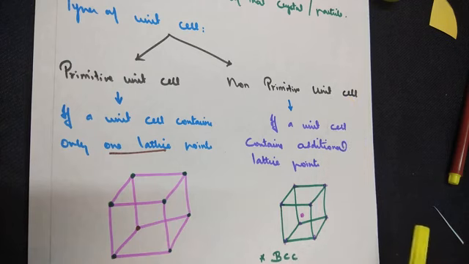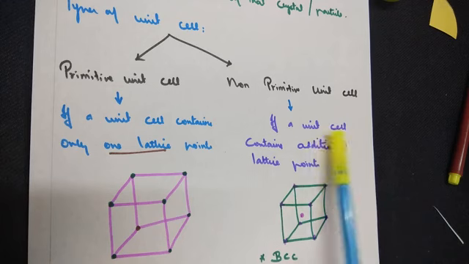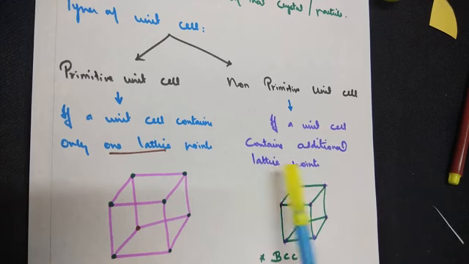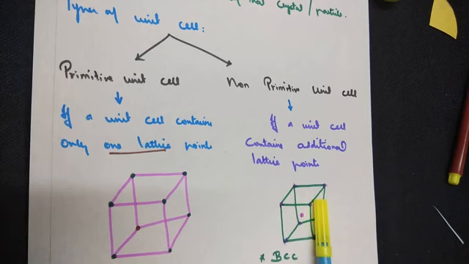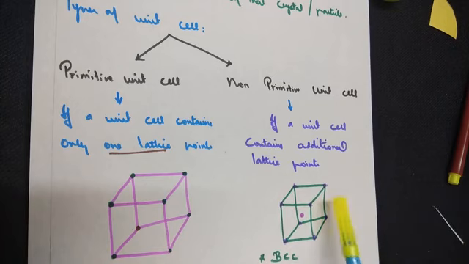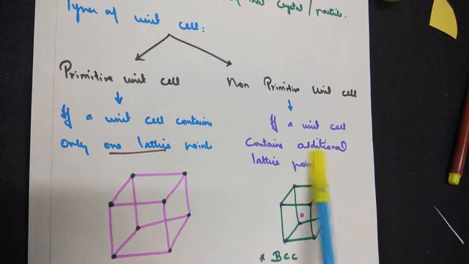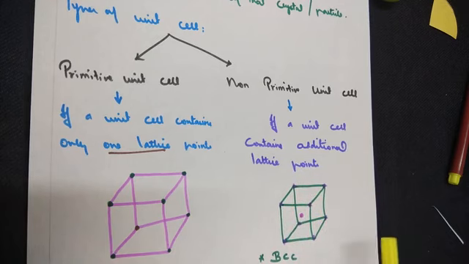Moving on to the non-primitive unit cell, which we will learn in today's class. If a unit cell contains additional lattice points, what's the meaning of additional lattice points? Here also we have a unit cell with 8 corners, and 8 particles present at the 8 corners. Apart from these 8 particles, there is an additional particle, a lattice point.